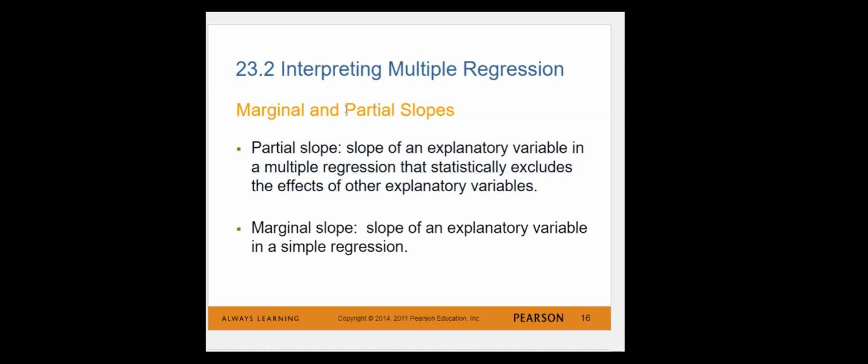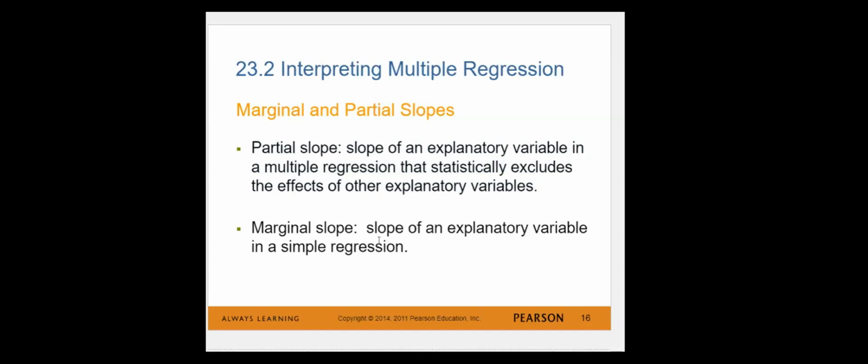Why is it partial? It's partial because your sales is not being estimated by just one explanatory variable, but a combination of them, right? So that value is partially explained by x1, partially explained by x2 and x3 and x4 and so on, okay? So that's why we call it a partial slope.